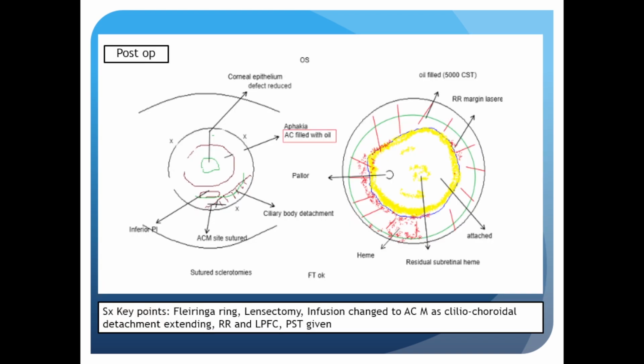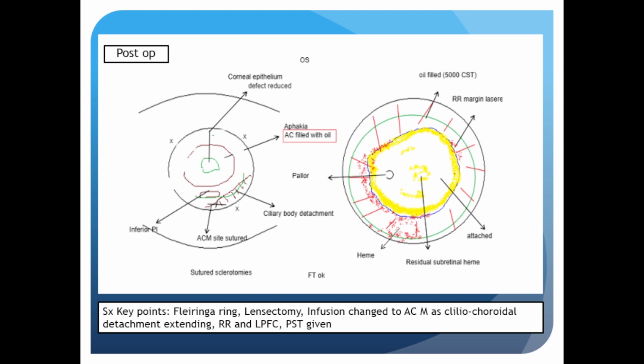After the operation, as I already mentioned about the Flieringa ring, why we put the ring, lensectomy already told about. Because as this port is inferotemporally, there was some extension of ciliary body detachment going on. So we just removed the infusion from this particular area. We just made a side port over here, and we just put that cannula only. We just put it as an AC maintainer in this patient.